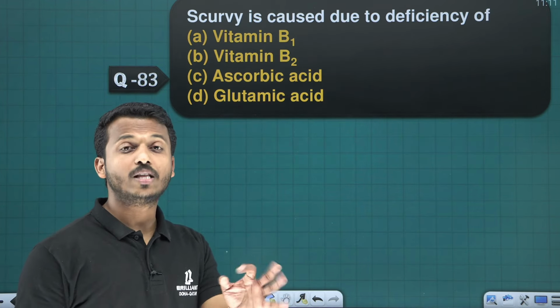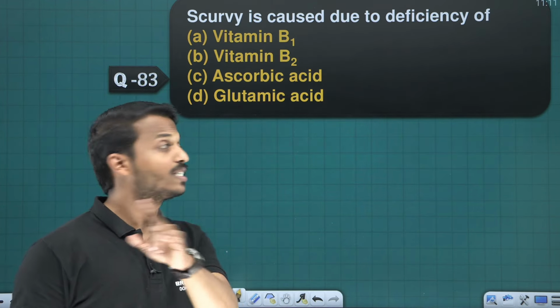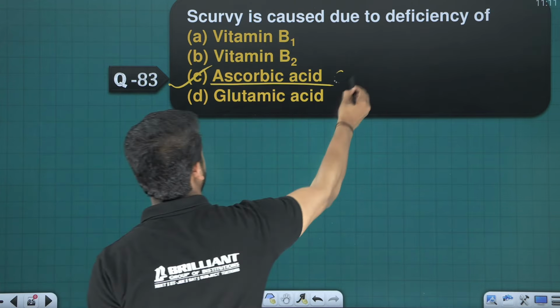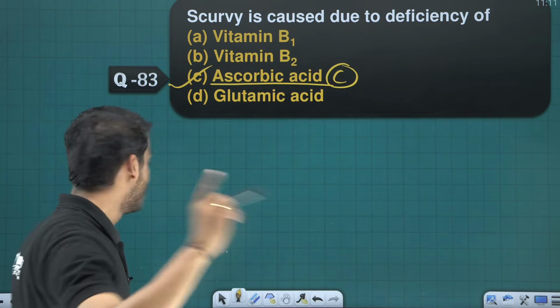Scurvy. Scurvy is the deficiency of what? Vitamin C. What is vitamin C? Ascorbic acid is vitamin C. So vitamin C deficiency causes scurvy.